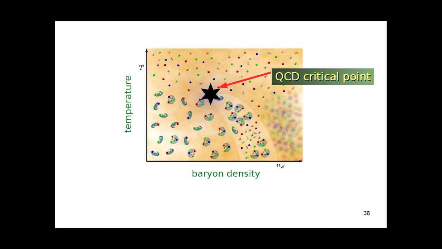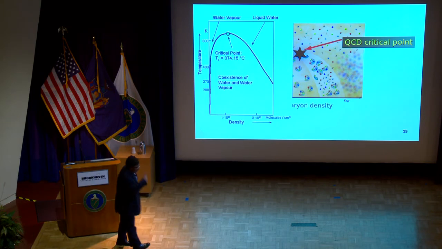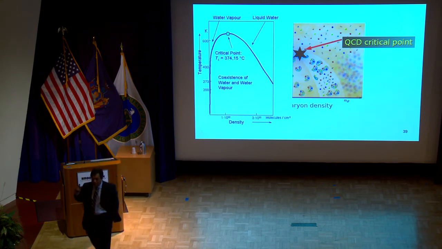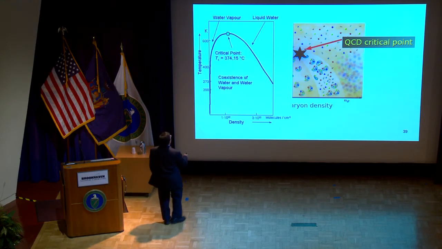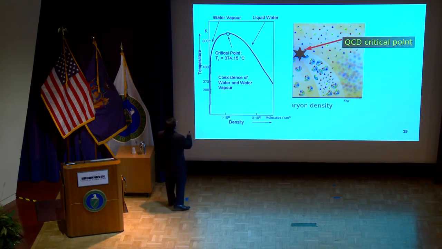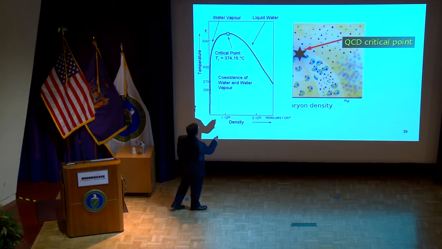The point where this coexistence ends and it goes over to a smooth crossover is known as the QCD critical point. Just in the case of water, we know where this QCD critical point is and where this coexistence phase is. So this is in the case of water. If you are at 100 degrees Celsius, the water starts boiling, and at that point, you can have a coexistence of water vapor and liquid water.